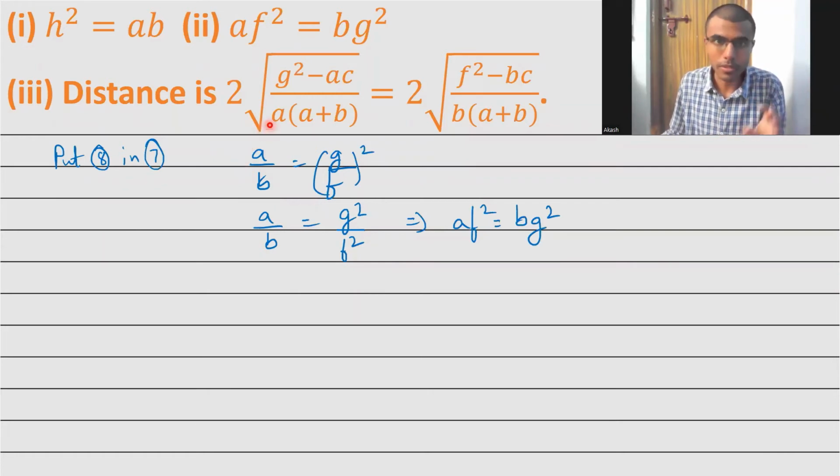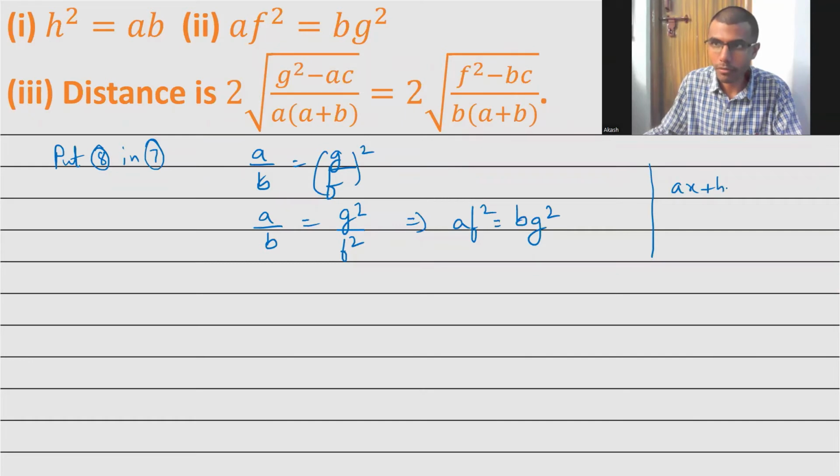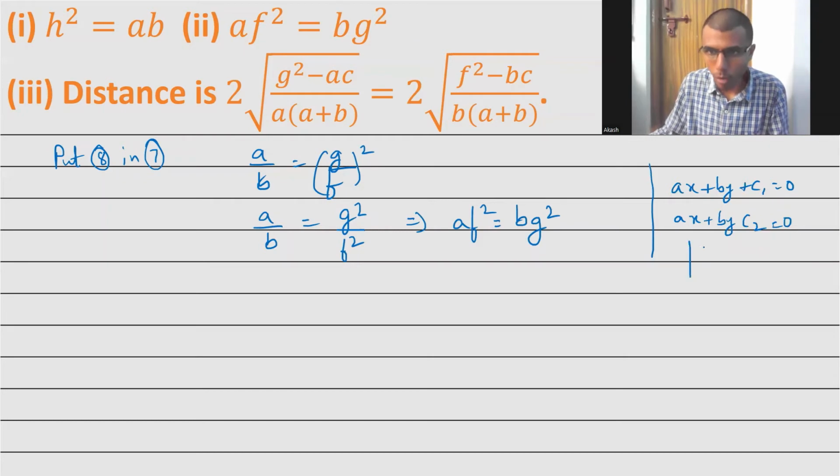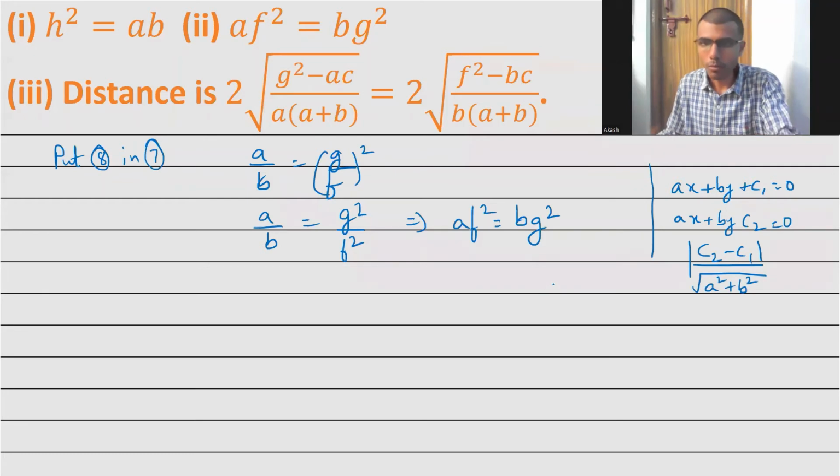Now the rest 50% comes into the picture from here. Basically we need to show that the distance between the two parallel lines. In case you're not aware, I'll give you the formula for distance between parallel lines. Let's say my parallel lines are ax plus by plus c1 equal to 0 and ax plus by plus c2 is equal to 0, then the distance between the parallel lines is mod c2 minus c1 divided by under root of a square plus b square. Mod is only for the numerator.